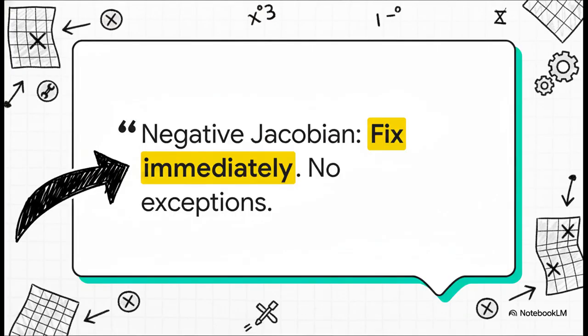I really want this to sink in. There is no acceptable level of negative Jacobian. It's not something you can just ignore or work around. If your mesh checker flags a negative Jacobian, your first and only job is to find that element and fix it. End of story, no exceptions.